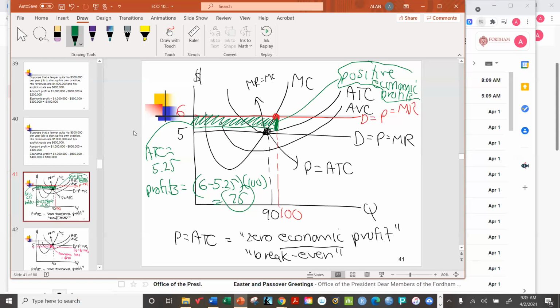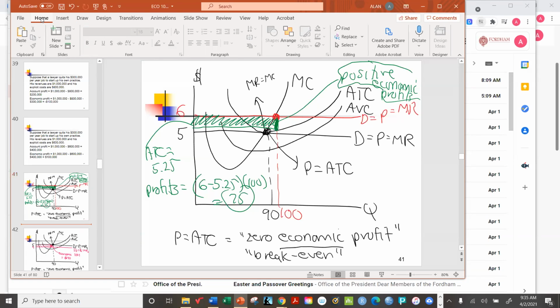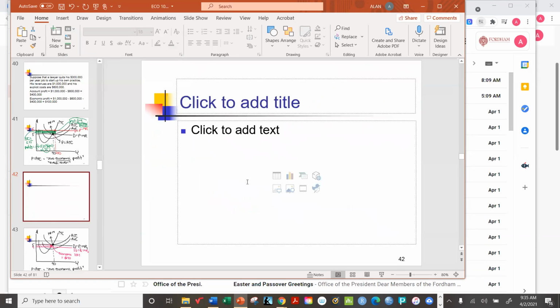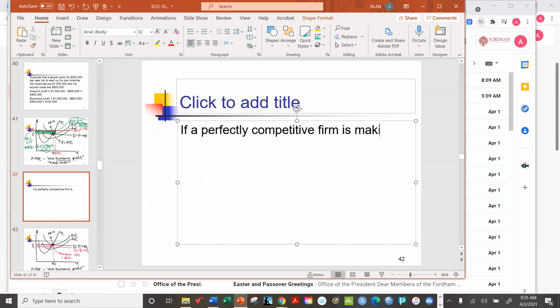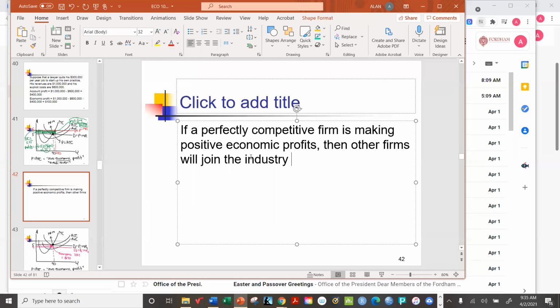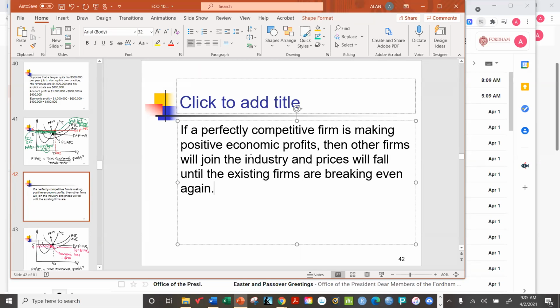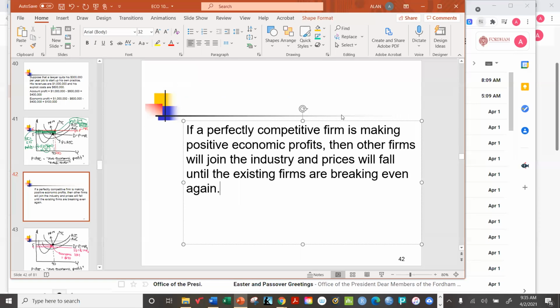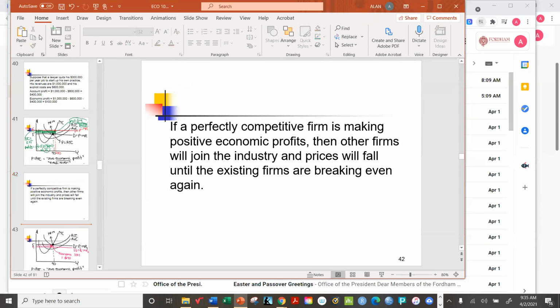So over time, we would expect, in the long run at least, if this type of thing happens, if a perfectly competitive firm is making positive economic profits, then other firms will join the industry and prices will fall until the existing firms are breaking even again. That's what we expect to happen in the long run. Okay, we have more competition. So let's see how that would work with the market supply and demand curves.